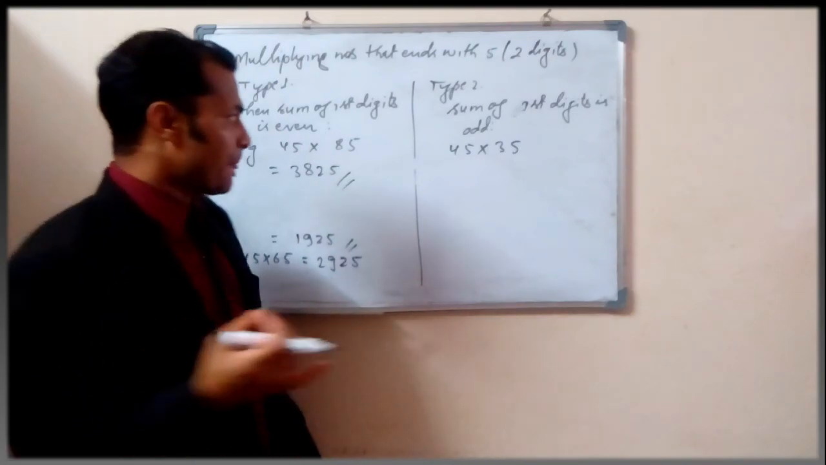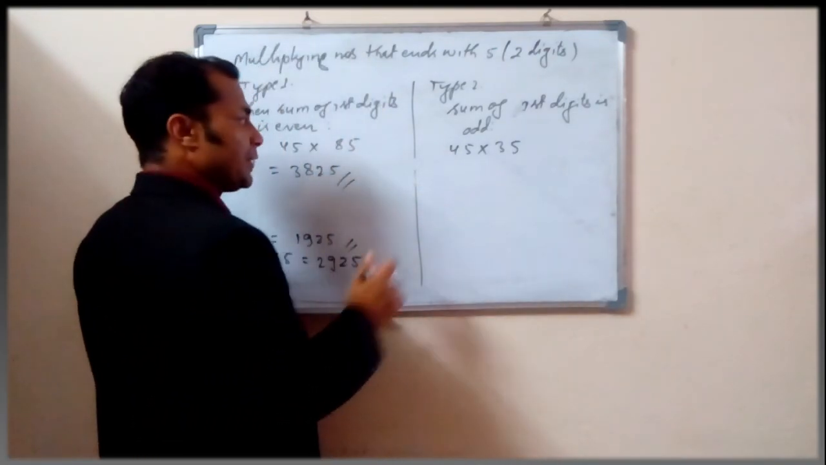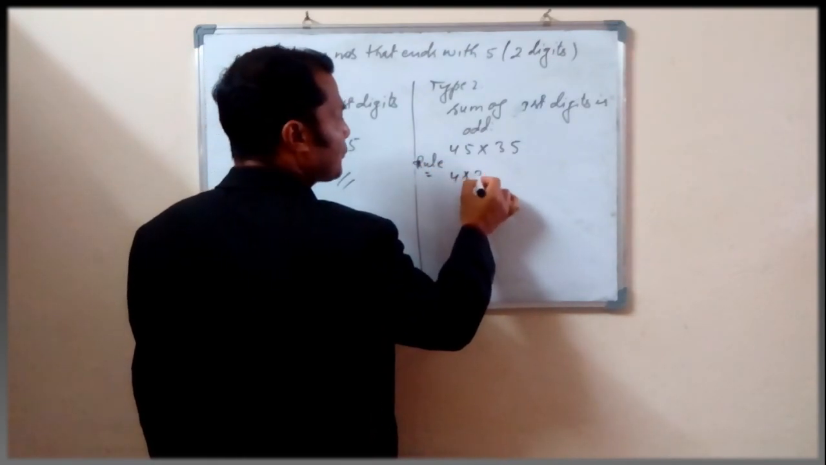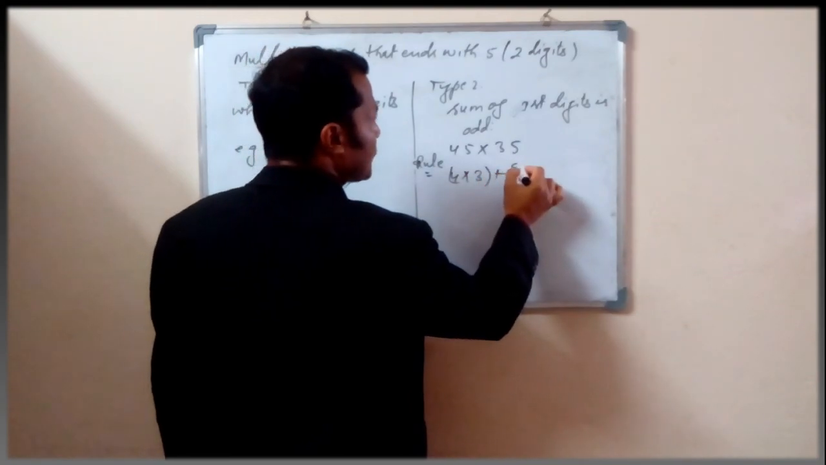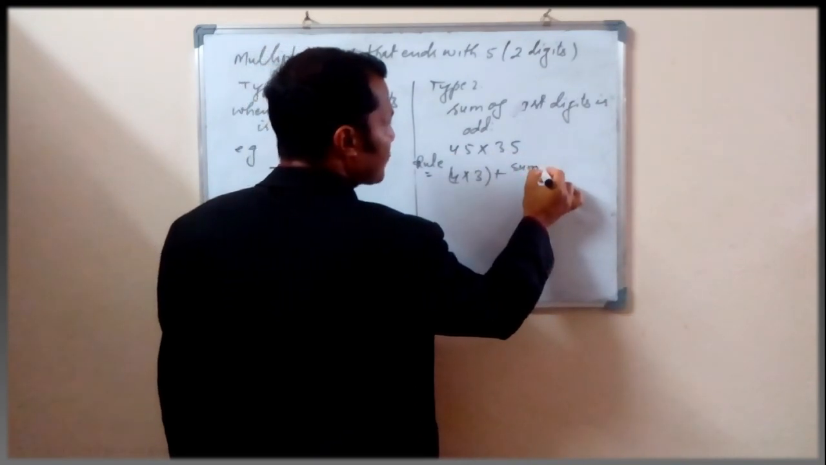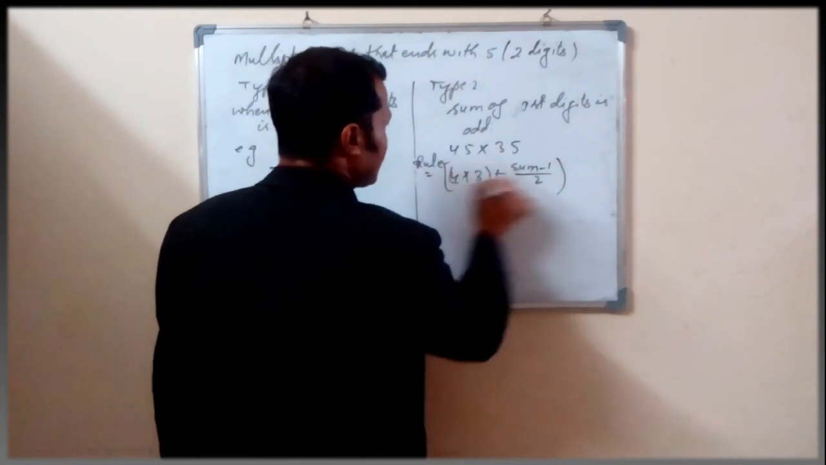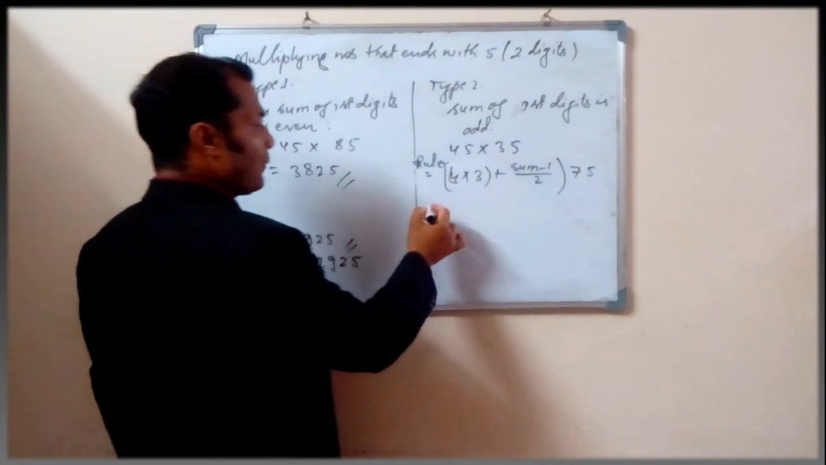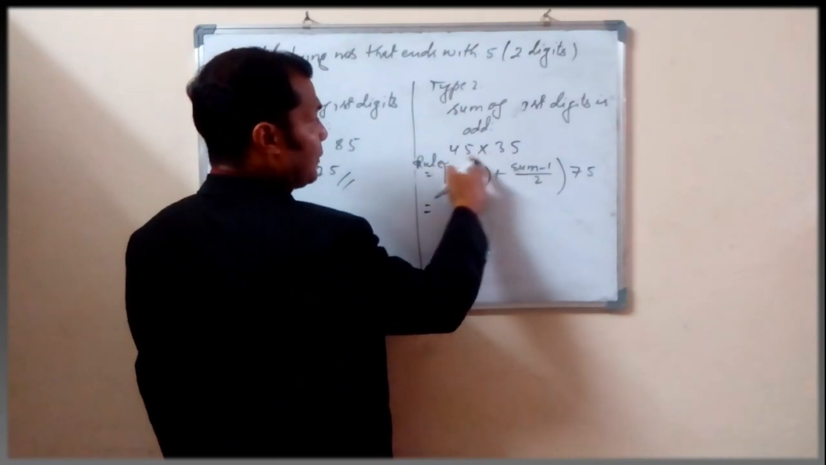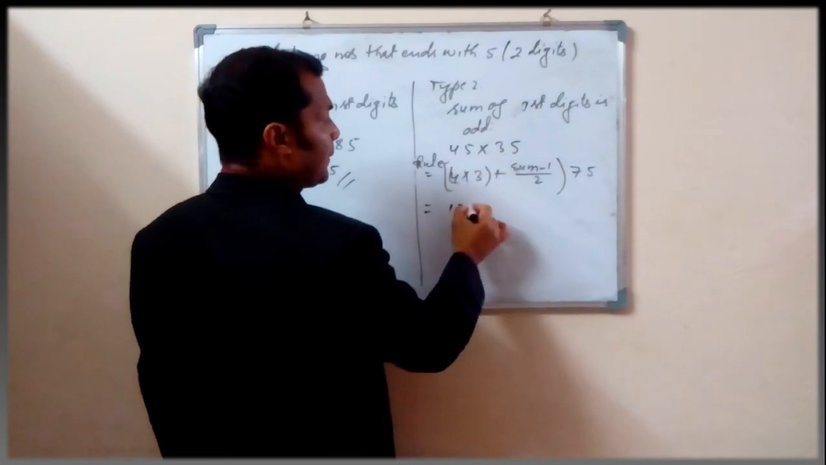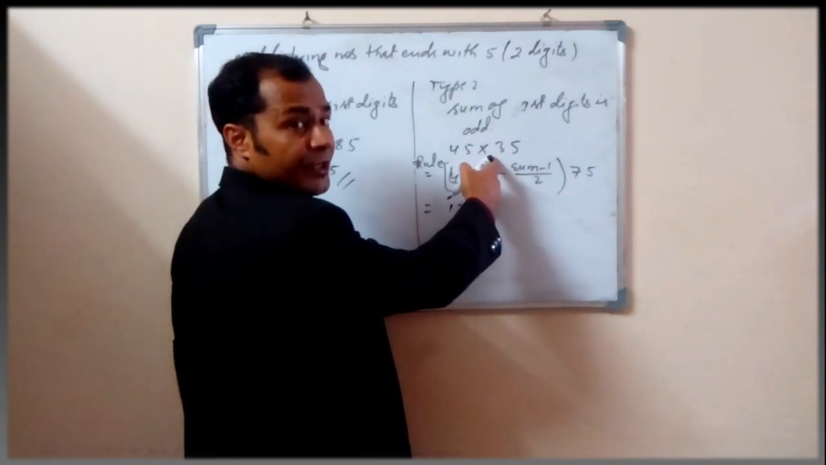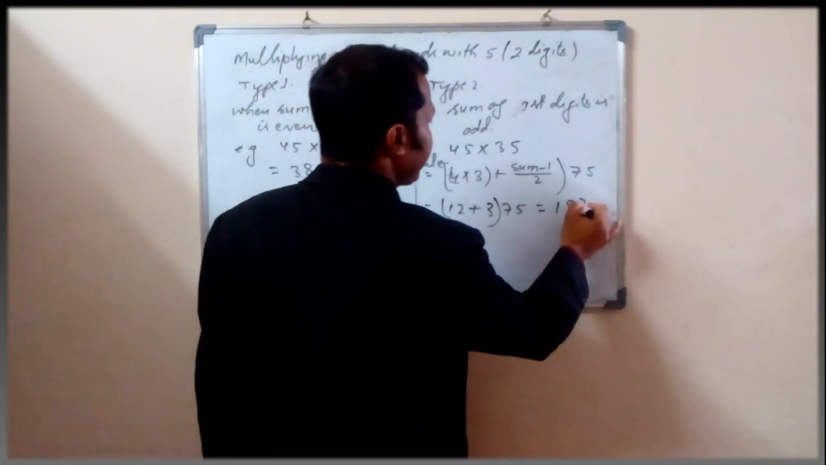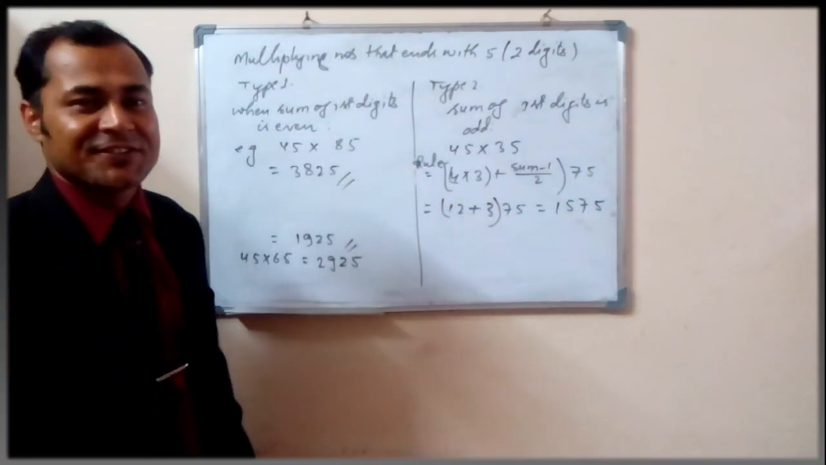Very simple, easy. Now for the odd case, the rule is like this: 4 into 3 plus the sum; find their sum, subtract 1, divide by 2. And at last, we're going to put 75 in case of odd. That's the formula. So how does it work? In this case, 4 3s are 12, plus 4 plus 3 is 7, minus 1 is 6, by 2 is 3, and 75. That is 1575. Yes, that is the answer.